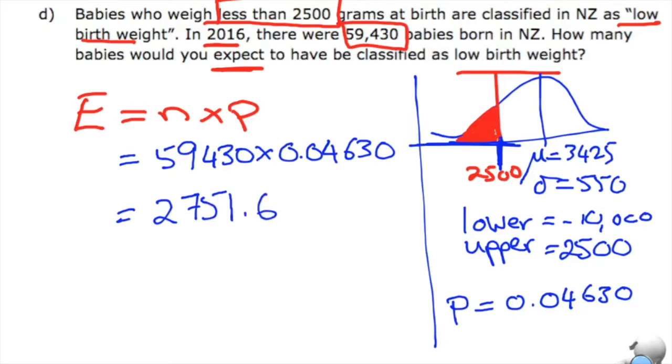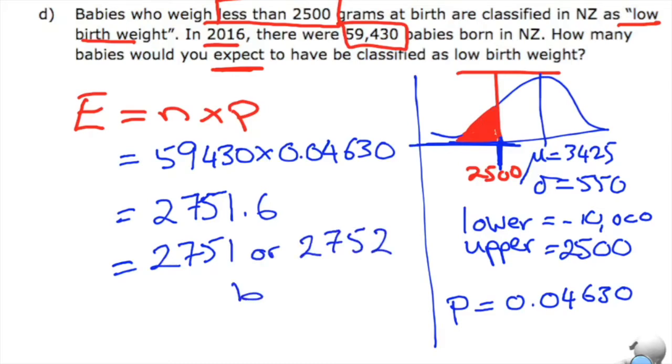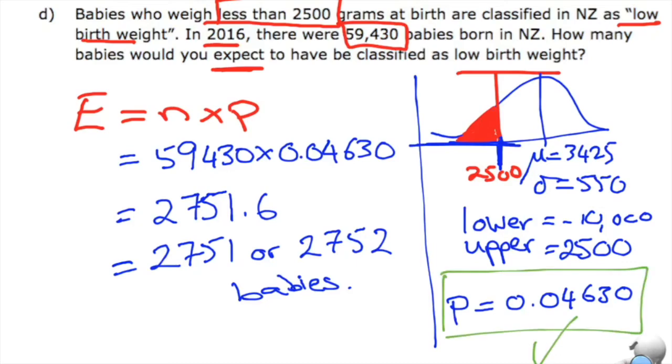2,751.6. Now I can't get 0.6 of a child, it has to be a whole number of children. So either it's 2,751 or it's 2,752 babies. I need the units alongside it. So the question was how many babies do I expect to be classified as low birth weight in 2016? And the answer is either 2,751 or 2,752 babies.